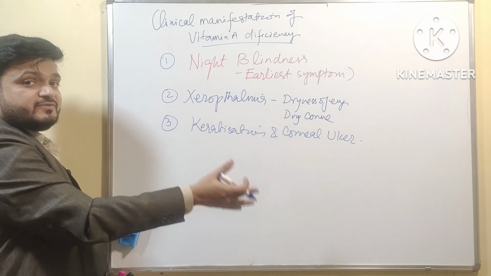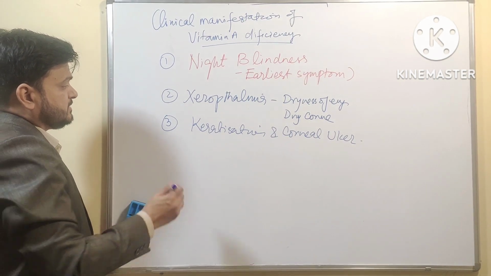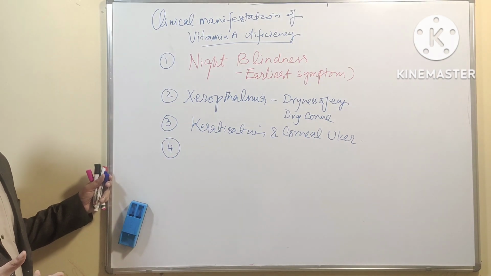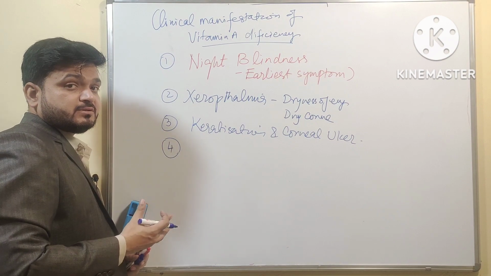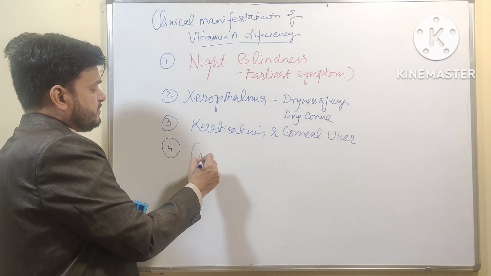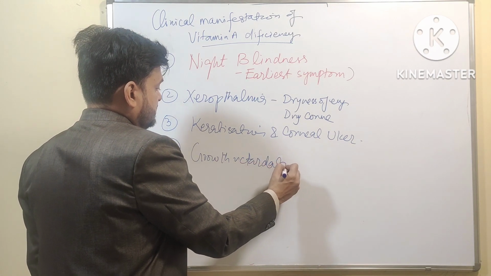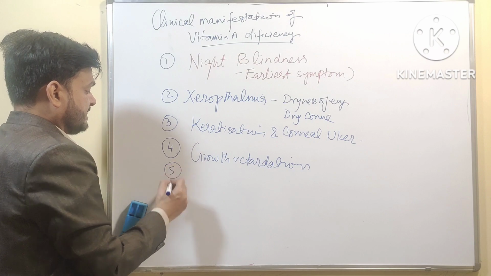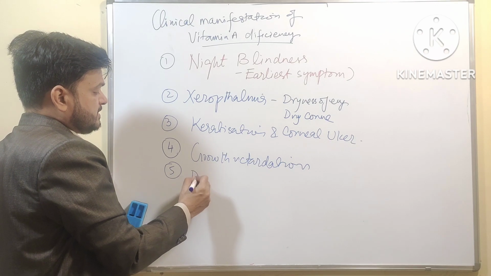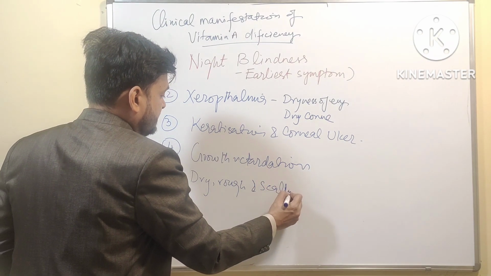As for why keratinization, we just covered mucopolysaccharide. Other than that, one of the functions of vitamin A is regulating gene expression. So if anybody has a deficiency, we have growth retardation. And because of the lack of mucopolysaccharide, what happens? Dry, rough and scaly skin.